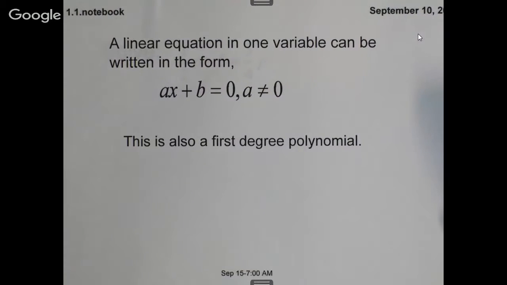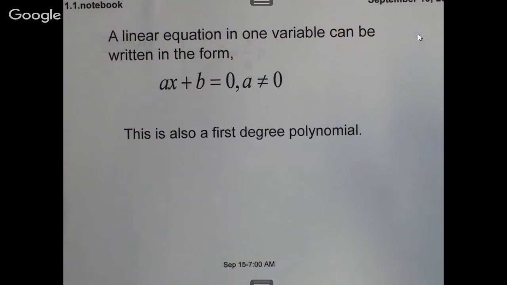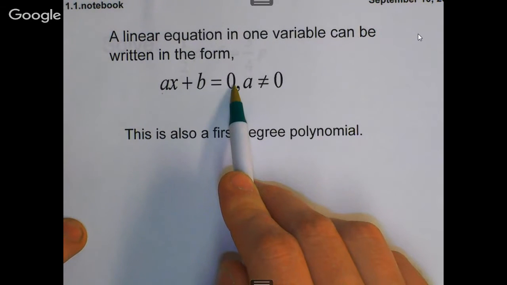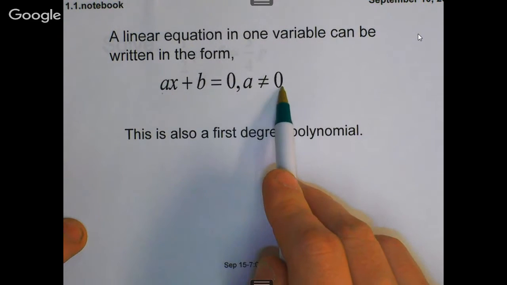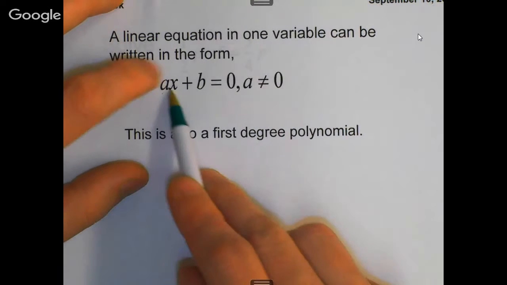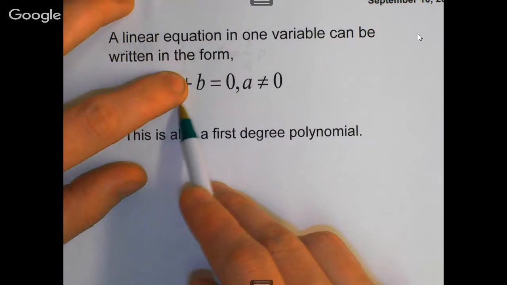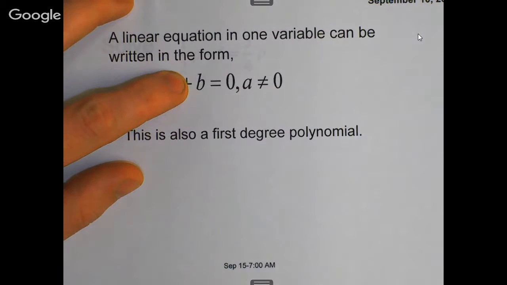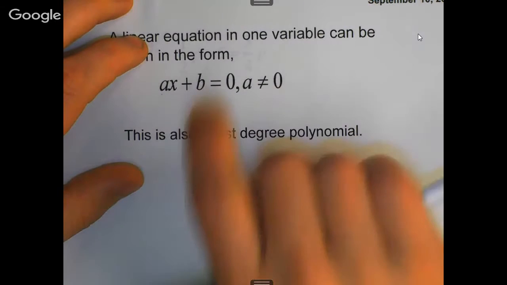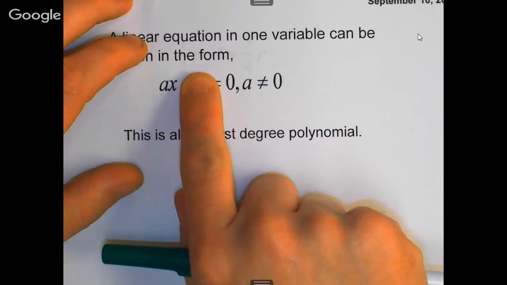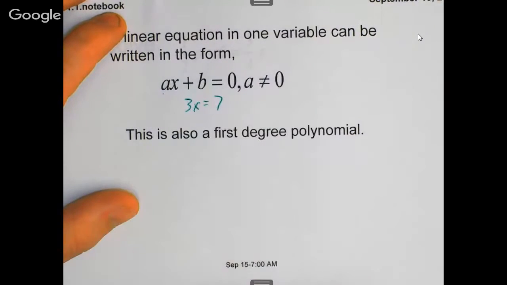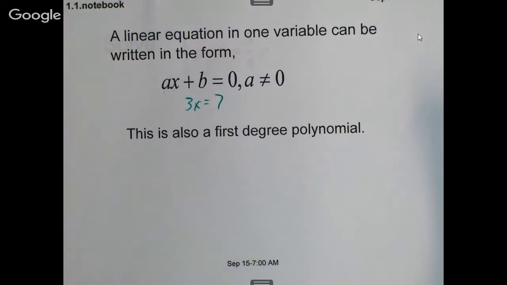A linear equation in one variable can be written in the form ax plus b equals 0. And a cannot be 0. Well, if a is 0, this entire term goes away, and I just get b, a constant. And I can't do anything with a constant, so we have to have this a term. Now, I don't have to have a b term. I could have ax. I could have 3x equals 7. That is a linear equation.